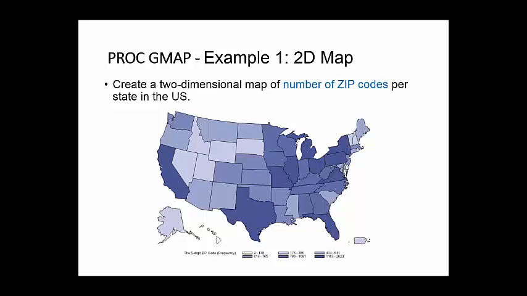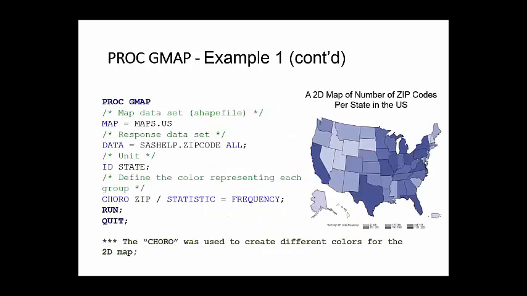Now we will start to create a 2-dimensional map, or 2D map. For this example, both the map dataset and the response dataset are provided in SAS, so no import is necessary here. The map dataset is maps.us, and the response dataset is sashelp.zipcode. ID represents the unit we are mapping. Here, as we are mapping at the state level, and state was the variable that we found that matches in the 2 datasets, we put state after ID.